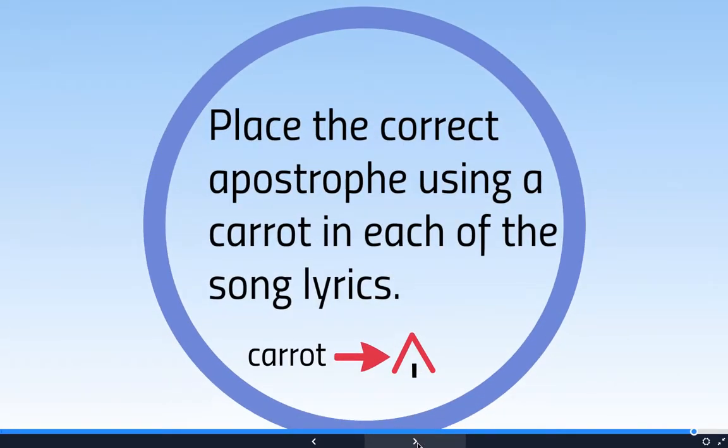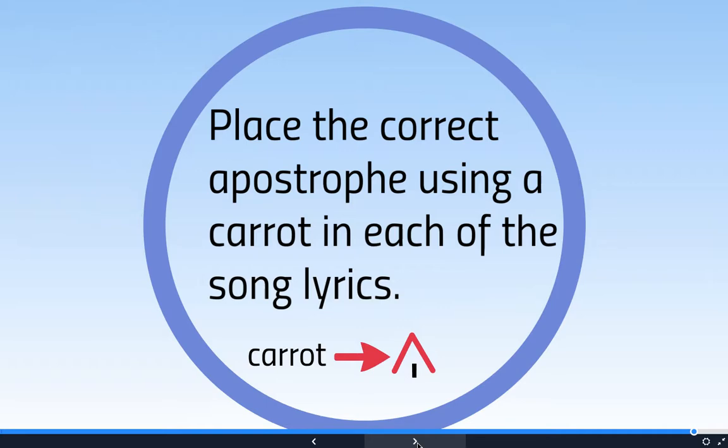Place the correct apostrophe using a caret in each of the song lyrics on the back of your mini lesson. Go ahead and flip those papers over. I have some song lyrics. You probably know all these songs. I have taken out the apostrophes and I need you to put them back in. When you insert an apostrophe, you have to use a caret. You can see on the bottom of the screen, a caret looks like an upside down V, and then the apostrophe is going to go in it if you're inserting a comma.